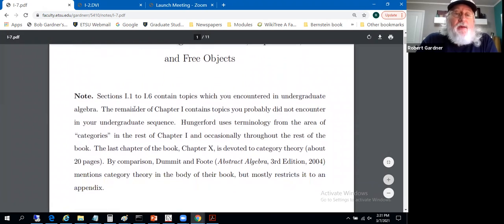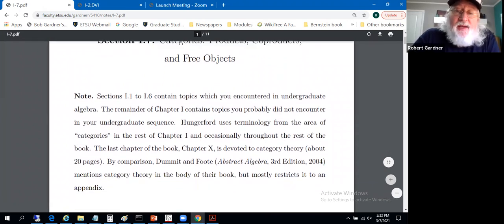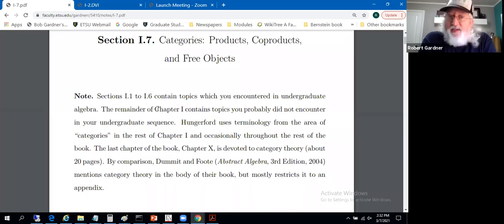algebra books. Now, the first 6 sections, those contain topics you probably did see in undergraduate algebra, senior level algebra. We've done them certainly in more depth in this graduate class. The remainder of chapter 1 contains topics you probably didn't encounter at all in a first algebra class at least, possibly in a second one though. Hungerford uses terminology from the area of categories in the rest of chapter 1, not extensively, but somewhat. And it's occasionally sprinkled throughout the rest of the book.